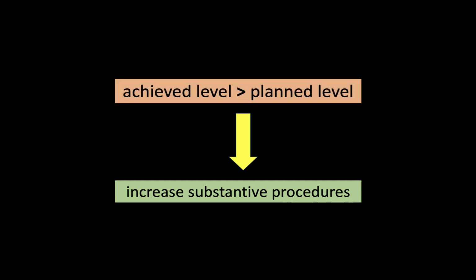If the achieved level of control risk is higher than the planned level of control risk, for example, if the auditor found that the client was billing customers when goods hadn't been shipped, or that the client wasn't observing the proper segregation of duties, then the amount of substantive procedures should be increased. For example, the auditor might need to choose a larger sample size when confirming accounts receivable.